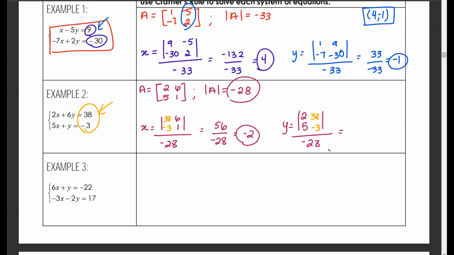So let's calculate the determinant of this top number. 2 times negative 3 minus 5 times 38. That's going to give us a negative 196 all over a negative 28, which gives us a positive 7. So this means that the solution to this particular problem is negative 2 comma 7.